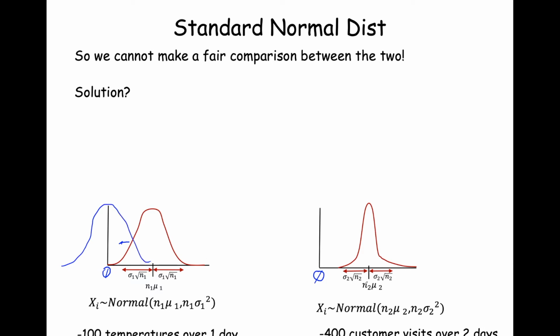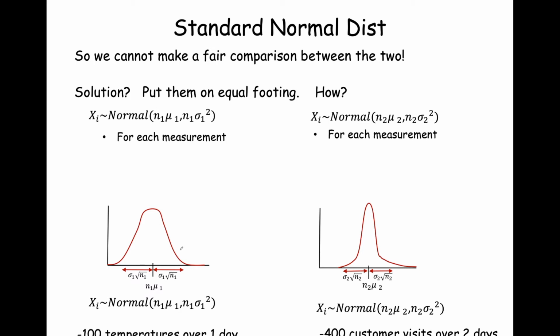Same thing here. You subtract n2 mu2 from every data point for this distribution, and you effectively shift it to the left so that its mean is now centered at origin, and now the mean is going to be 0 for the right-hand distribution, and the mean is going to be 0 for the left-hand distribution. Okay, so you put them on equal footing, and how do you do this? Well, for each measurement that you have corresponding to those distributions, you're going to subtract the mean. So that means for the left-hand distribution, you subtract n1 mu1, and for the right-hand distribution, you subtract n2 mu2.